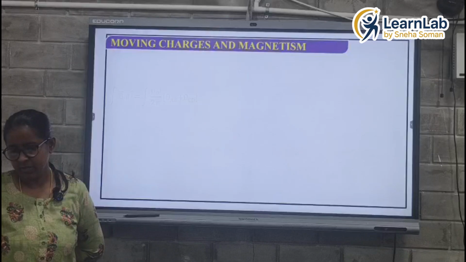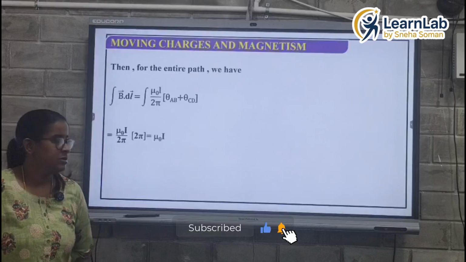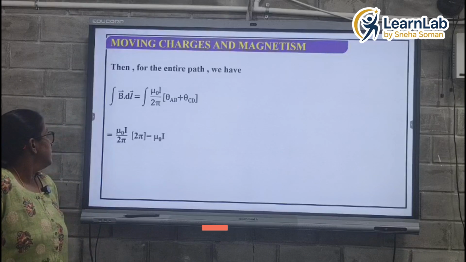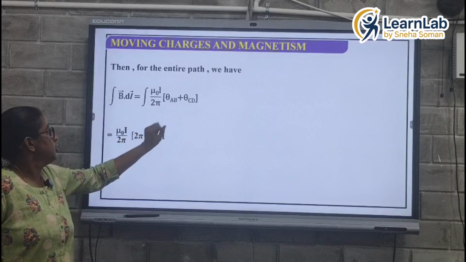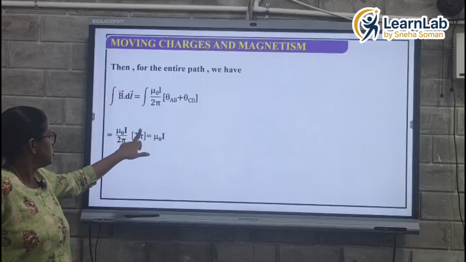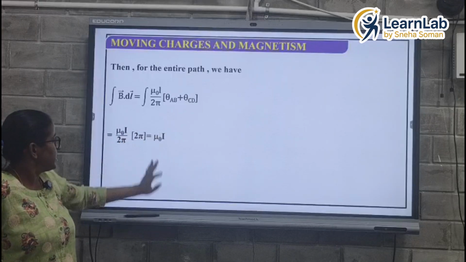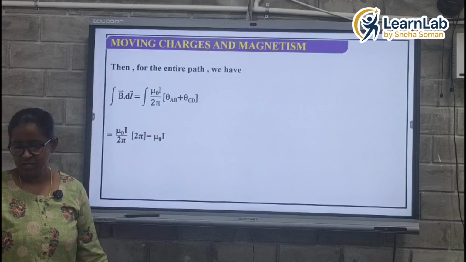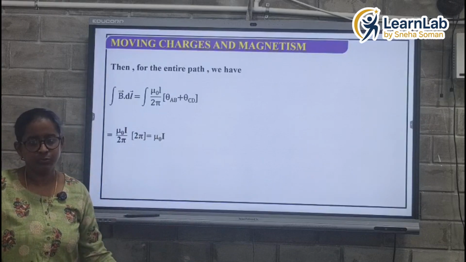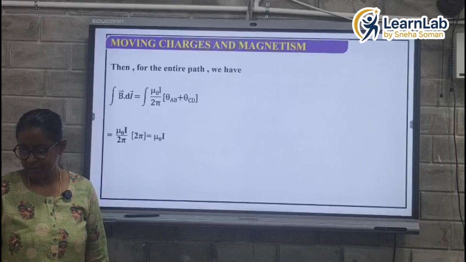So for the entire path you will have a summation. So mu naught I by 2 pi. By adding the arcs we get a circle, so we are getting 2 pi. So 2 pi will get cancelled and we will have mu naught I. So the Ampere circuital law is proved.